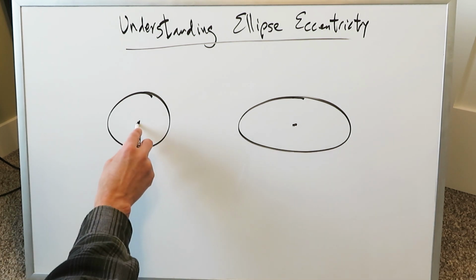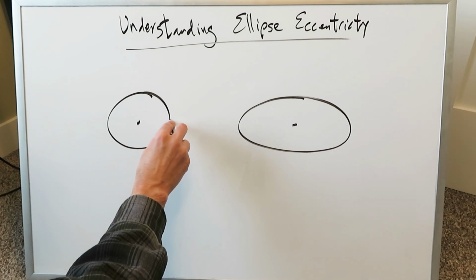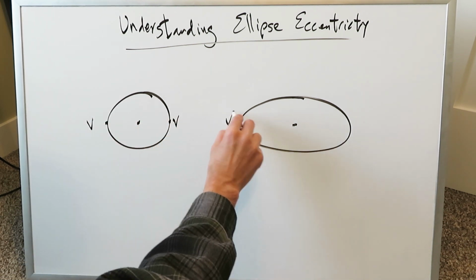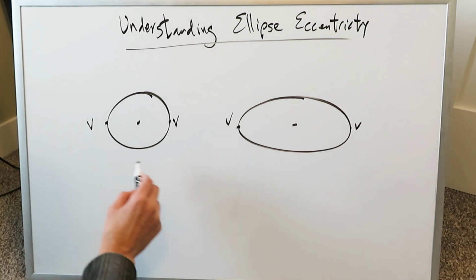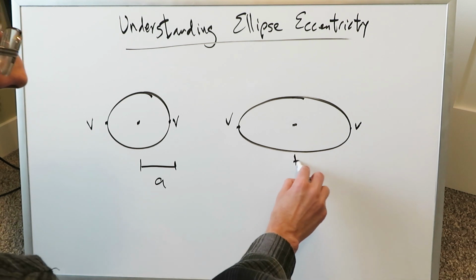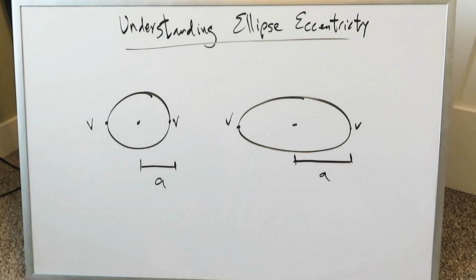Each ellipse has a center, and this right here is the center, but ellipses also have vertices. We'll call that vertex 1, vertex 2. Here we have a vertex, here we have a vertex. The distance from the center to that vertex is your A dimension, and you know that to be the case. See, that's your A dimension.